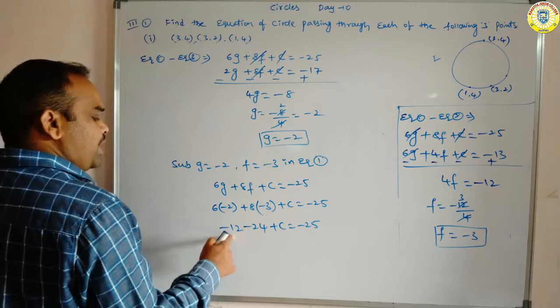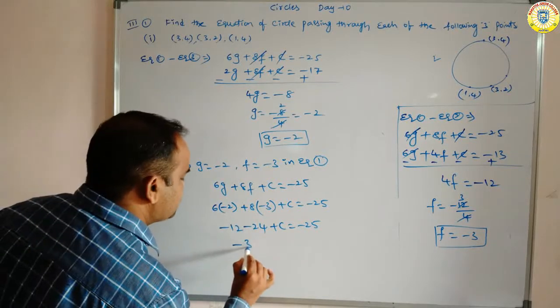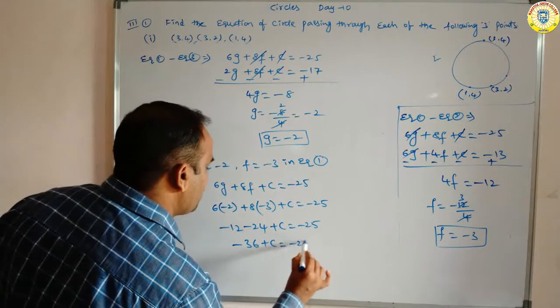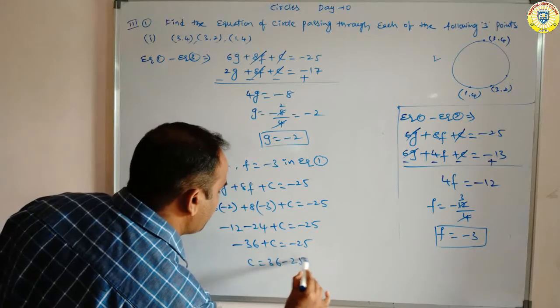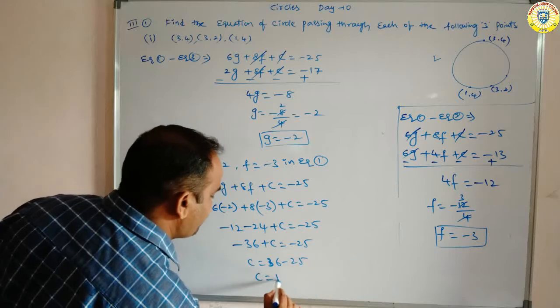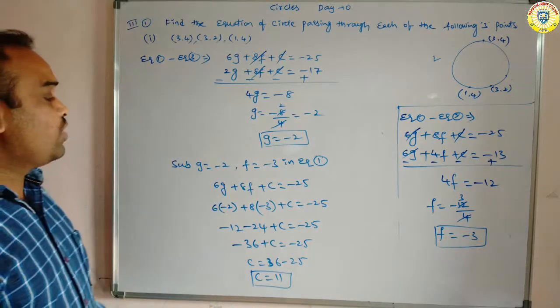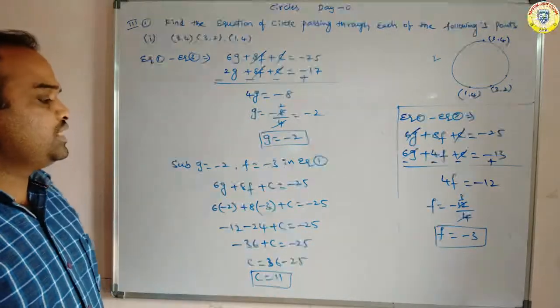Here minus 12 minus 24, what is the value? Minus 36 plus c is equal to minus 25. c is equal to 36 minus 25, which is equal to 11. Okay, now we are substituting g is equal to minus 2, f is equal to minus 3 and c is equal to 11.